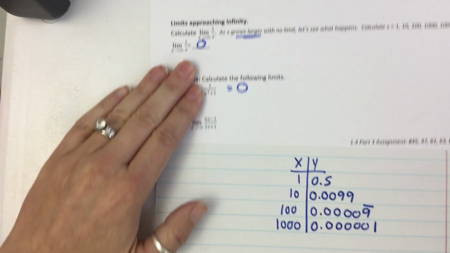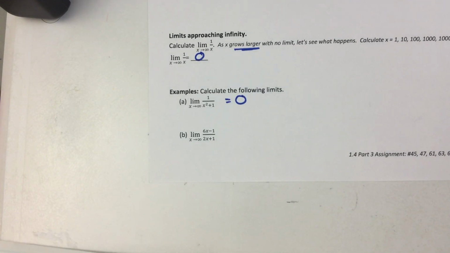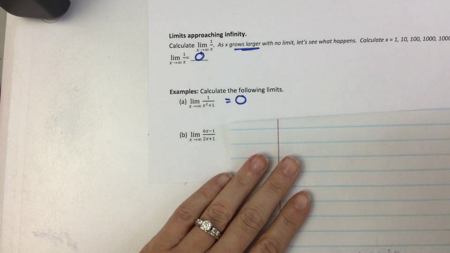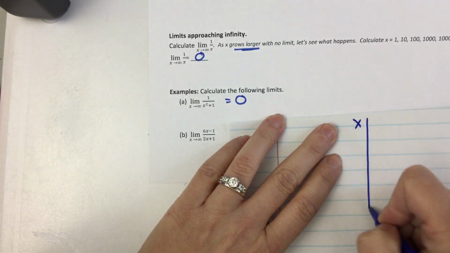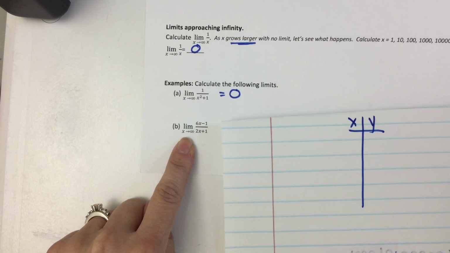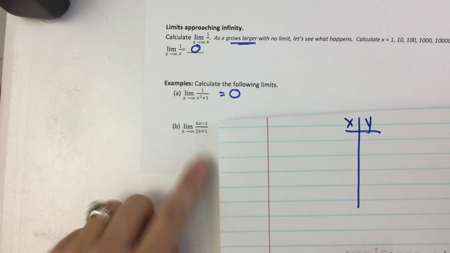So now at this point, you might be saying, hey, I get it. If it's going to infinity, it's going to be going to 0. Well, not always. So that's why we need to do one more example, just to show you that it's not always going to be a 0 if it's approaching infinity. So again, if you are calculating a limit where you're going to infinity, you have to make a table because you can't plug infinity in for x.